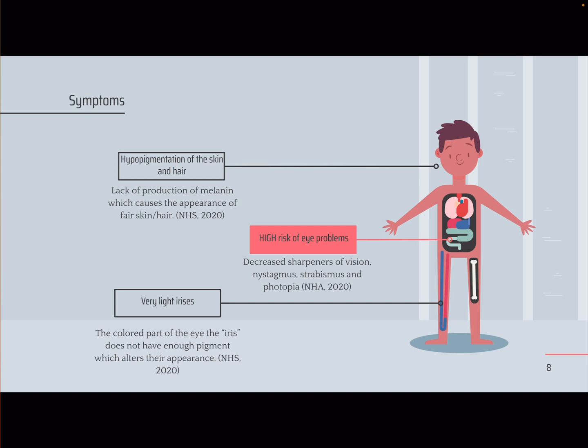The iris is the colored part of the eye, and because of the lack of pigment, this alters the appearance of the eye and even the color, making them very light instead of the normal brown, green, and blue that we are used to seeing.